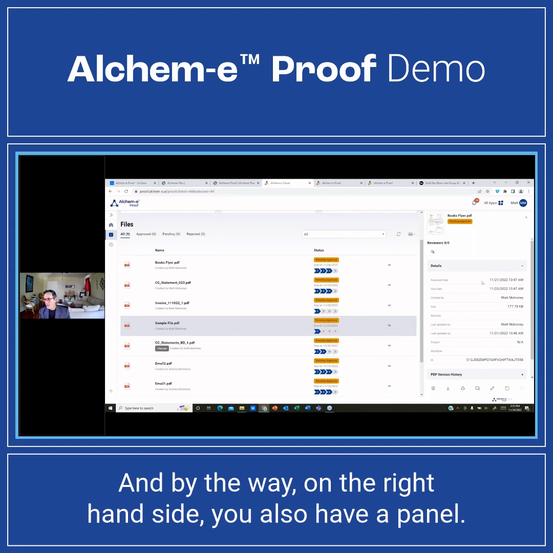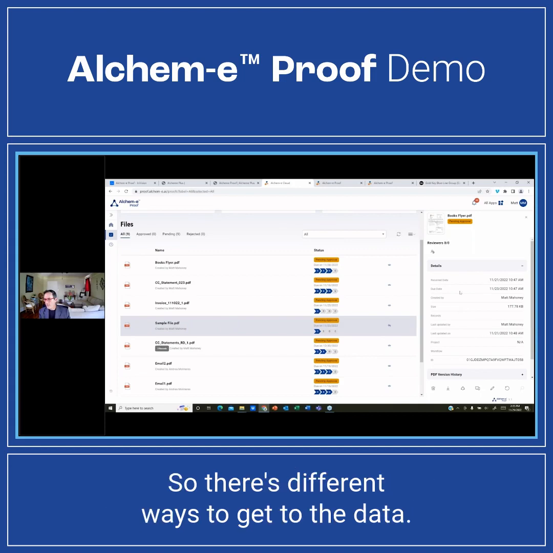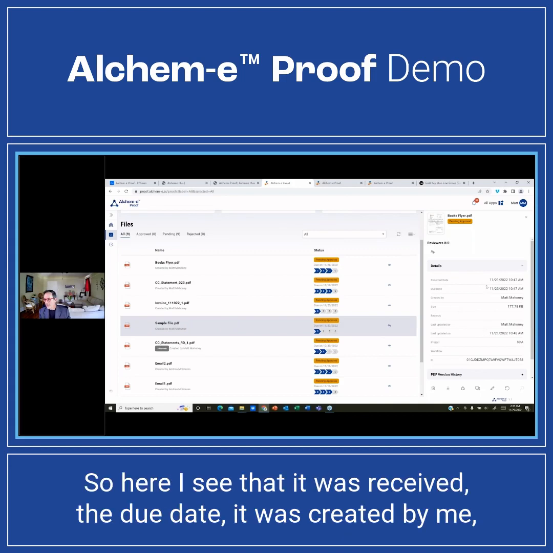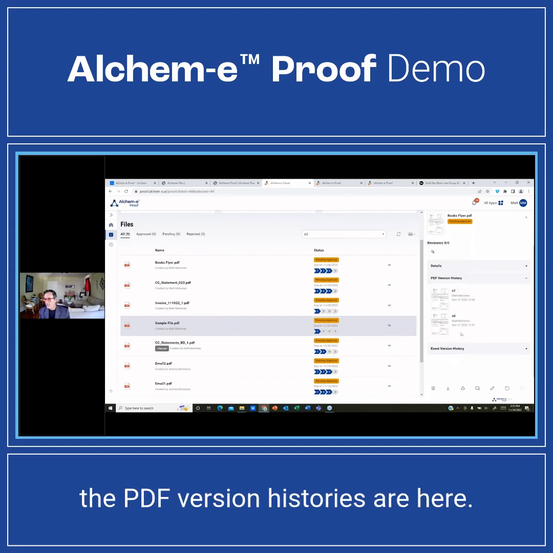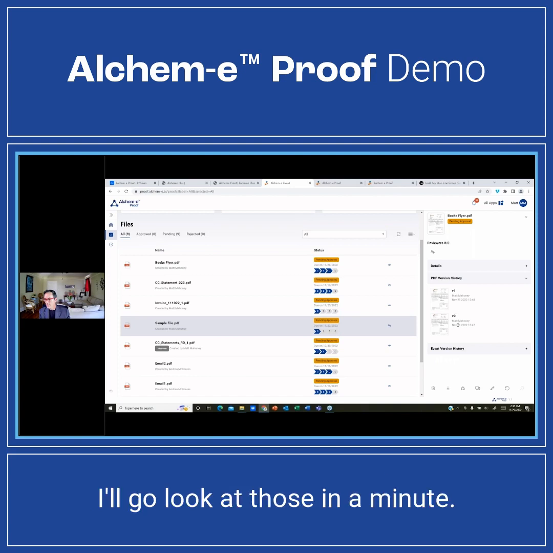By the way, on the right-hand side, you also have a panel. So there's different ways to get to the data. So here I see that it was received, the due date, it was created by me. The PDF version histories are here. So this one definitely has 2 versions. I'll go look at those in a minute.